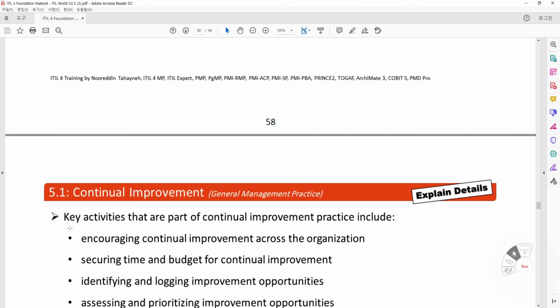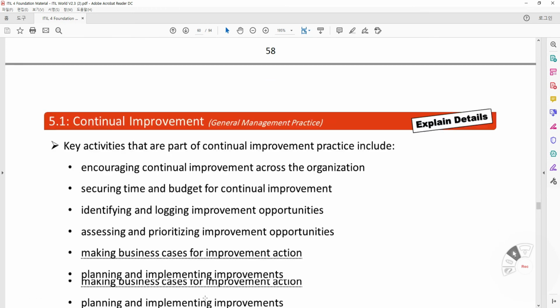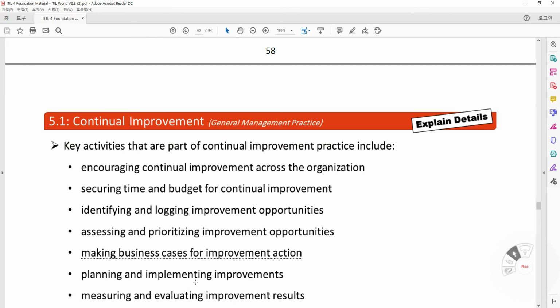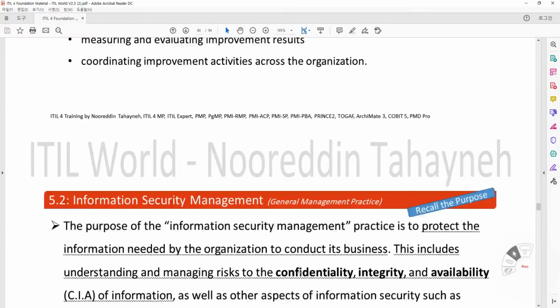Continual improvement. Key activities that are part of a continual improvement practice include encouraging continual improvement across the organization, securing time and budget for continual improvement, identifying and logging improvement opportunities, assessing and prioritizing improvement opportunities, making business cases for improvement actions, planning and implementing improvements, measuring and evaluating improved results, and coordinating improvement activities across the organization.